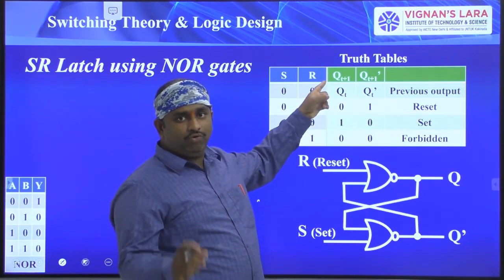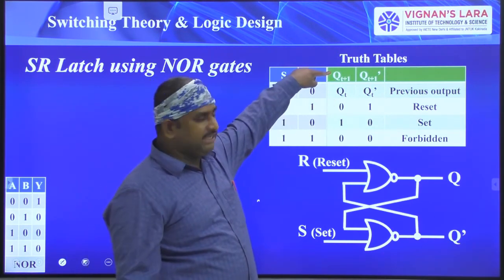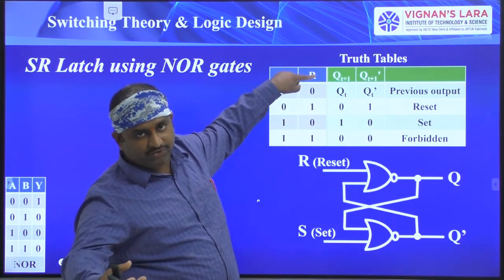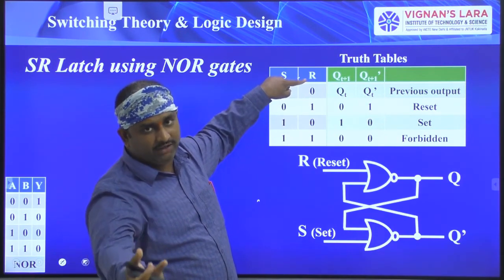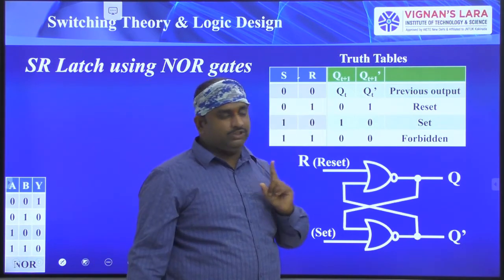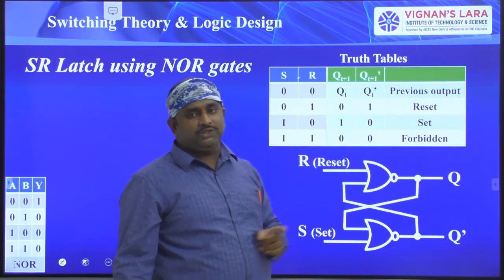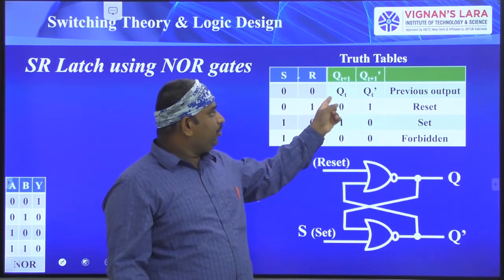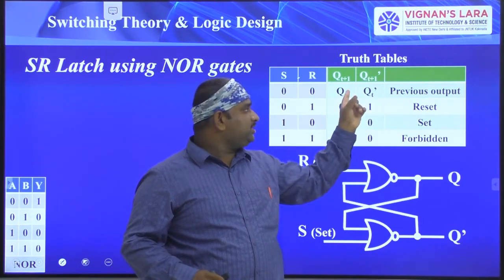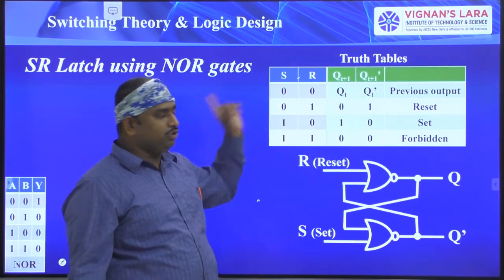So see here, T is equal to, for example, the 5th second. So Q(T+1) is the 6th second. So the present output is at the 6th second, and Q(T) is at the 5th second. Whatever output is available at the 5th second, the same output is available at the 6th second. That is for the 0-0 combination. Q(T+1) are the present state outputs, and Q(T) are the previous state outputs. So the previous output follows as is for the 0-0 combination.